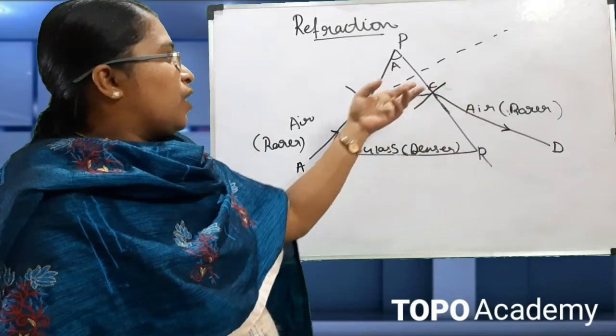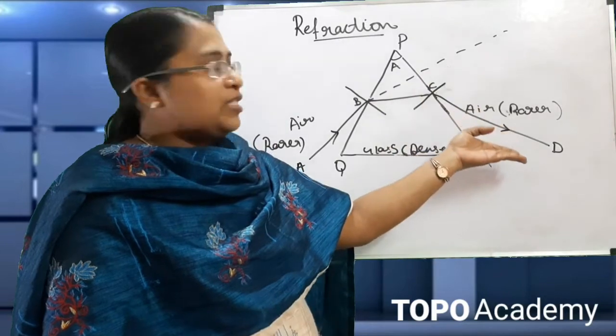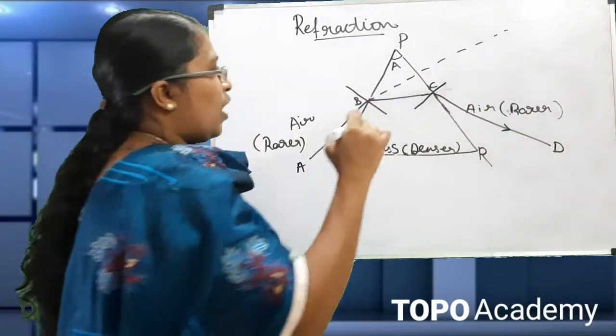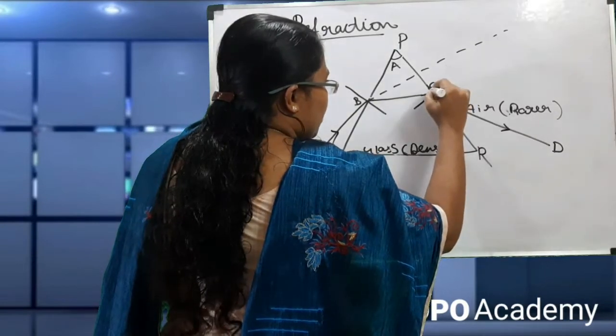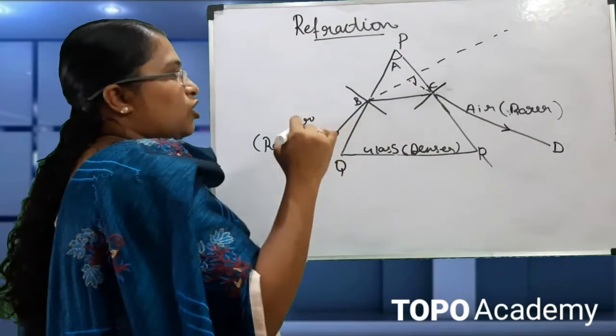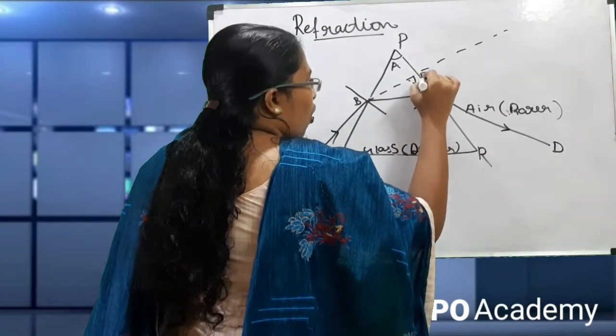So from this figure we can see this incident ray and emergent ray are not parallel to each other. This emergent ray is deviated at a certain angle. If you extend this emergent ray and incident ray, that's a particular angle. This is the angle of deviation.